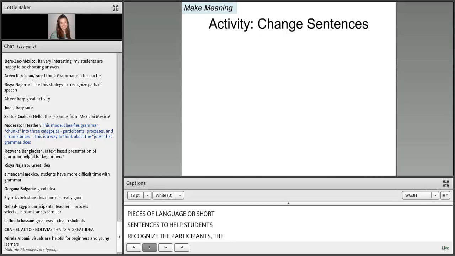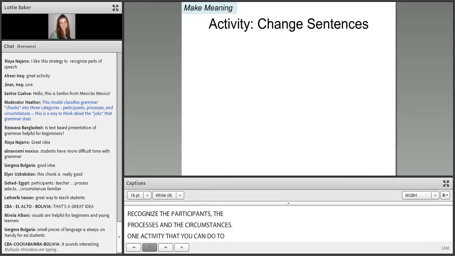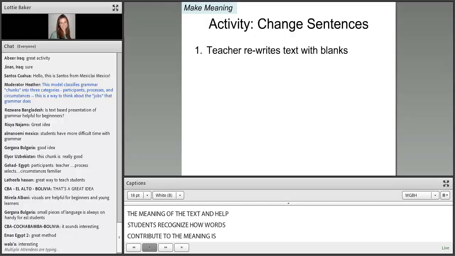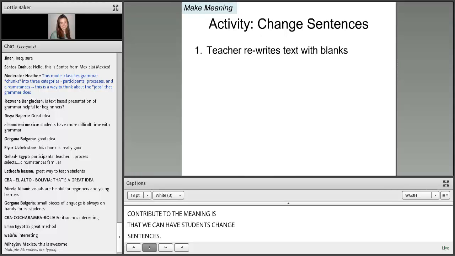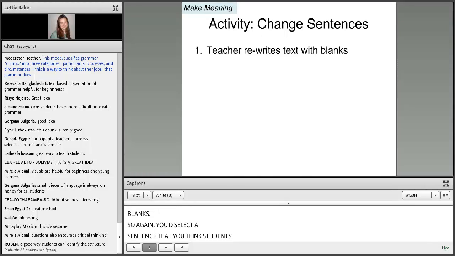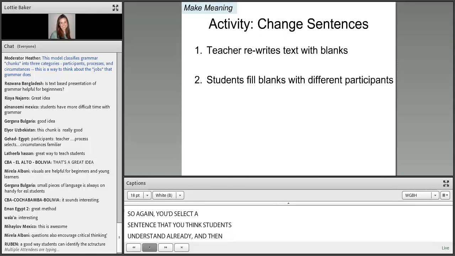One activity that you can do to really help students understand the meaning of the text and help students recognize how words contribute to the meaning is that we can have students change sentences. So to do this, first, the teacher will rewrite the text with blanks. So again, you select a sentence that you think students understand already, and then rewrite that sentence with blanks. I'll show you an example in a minute.